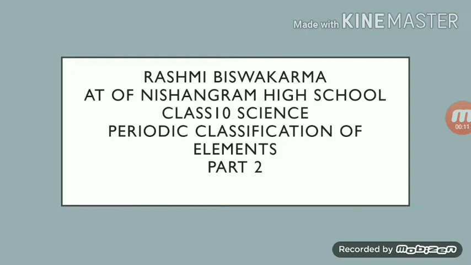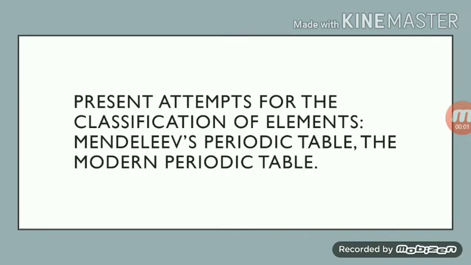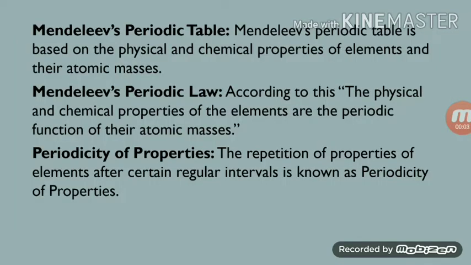Today we are going to discuss part 2 video of periodic classification of elements of class 10 science. In today's video, we are going to discuss present attempts for the classification of elements. They are Mendeleev's periodic table and the modern periodic table. I already mentioned that there are two attempts. One is the earlier attempt and another is the modern attempt, right? So this is the present attempt.